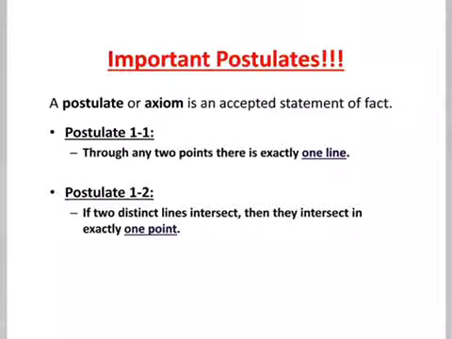A postulate or axiom is an accepted statement of fact. Postulate 1.1. Through any 2 points, there is exactly one line. Postulate 1.2. If 2 distinct lines intersect, then they intersect at exactly 1 point. So when 2 lines cross, they meet at 1 point.